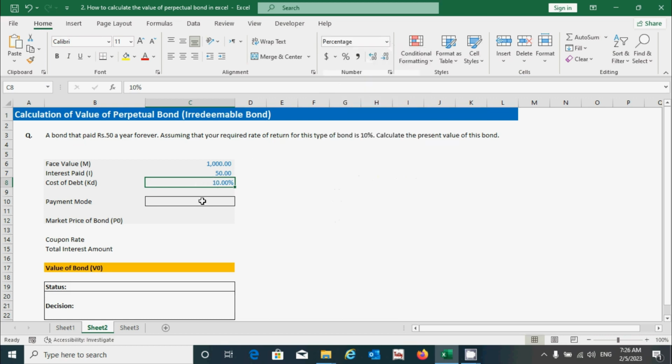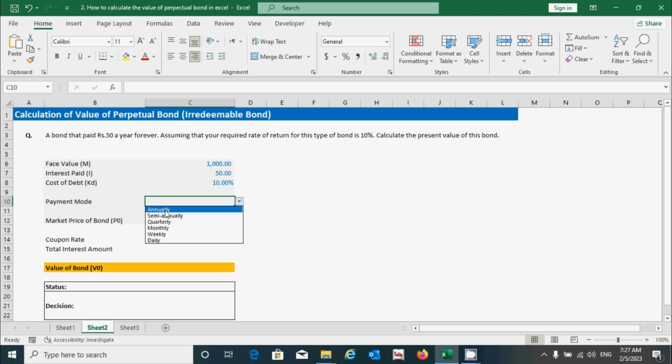Alright, now here I have created the drop down list, as I told you in the previous video of zero coupon bond, how to create it. Here I have created the drop down list of payment mode. Generally the bond interest is paid from annually to quarterly. These three types of payment mode are not popular. However, I have kept them to make the calculation dynamic.